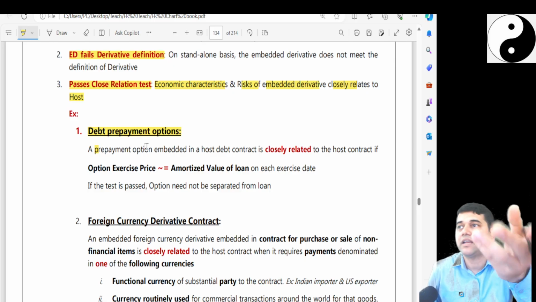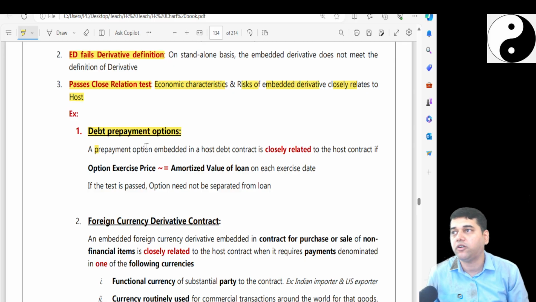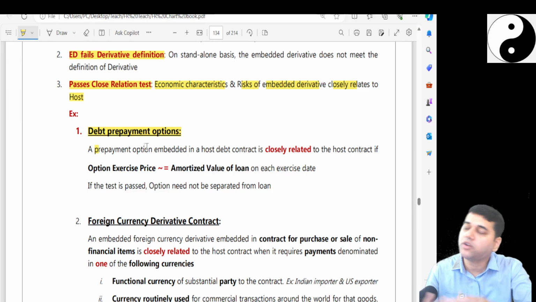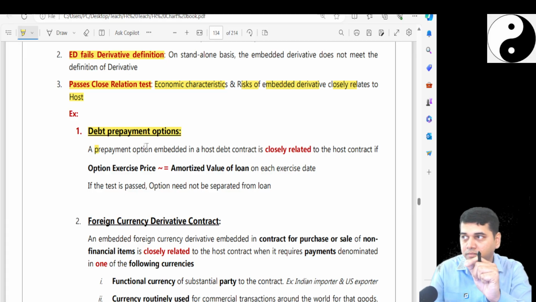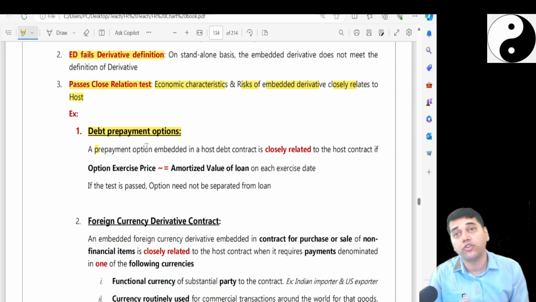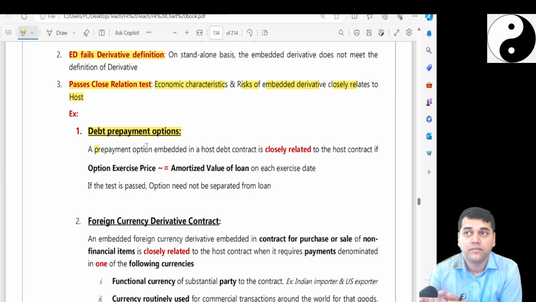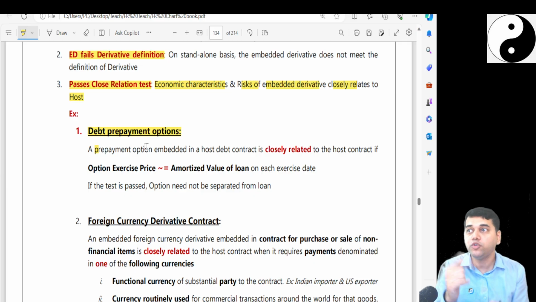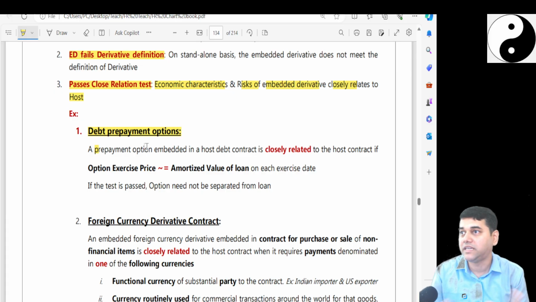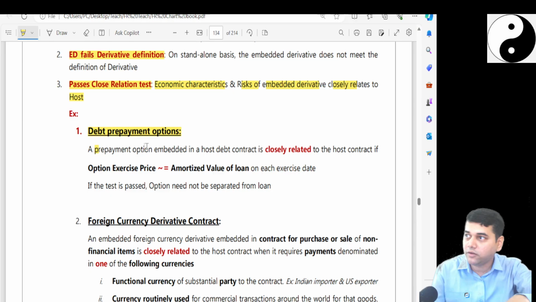Like whenever you have taken a loan from Karnataka Bank or SBI, generally will they give you an option to prepay it? No, generally, if you do, they may allow prepayment with certain deductions. Okay. So, when a prepayment option is sitting in a loan contract, the loan is a non-derivative contract, and the option to prepay or not, you will exercise when it's beneficial to you. When will you exercise? If the interest rate has gone up, you will prepay it. If it has gone down, you will continue it.